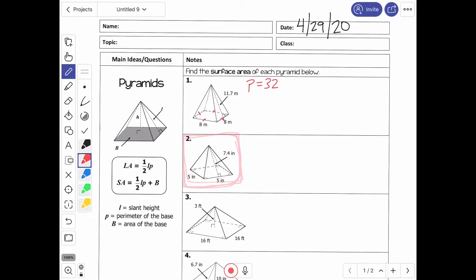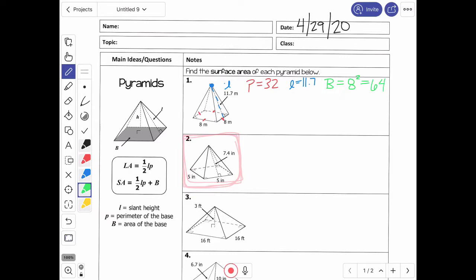My slant height is coming from this diagonal line that's going from the base to the very top of the pyramid where all the faces are meeting, and it's alongside of one of the faces. So that's going to be my slant height, which is 11.7. And then lastly, I need to find the base area. The base is just a square, so I'm just going to take 8 squared, or 8 times 8, and so the base area is 64.